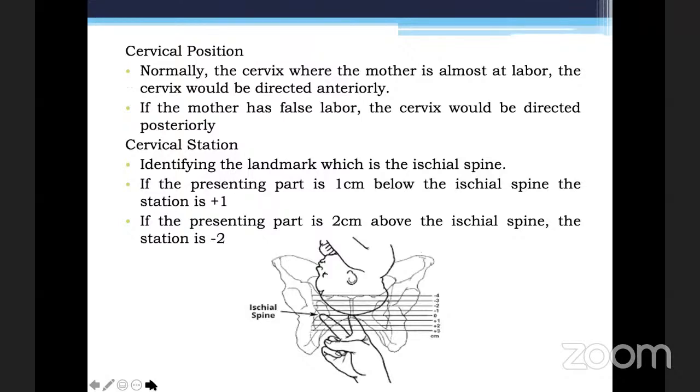Cervical position. Normally, when the mother is almost in labor, the cervix would be directed anteriorly. If the mother has false labor, the cervix would be directed posteriorly. Cervical station. Identify the landmark, which is the ischial spine. If the presenting part is 1 centimeter below the ischial spine, the station is +1. If the presenting part is 2 centimeters above the ischial spine, the station is -2.